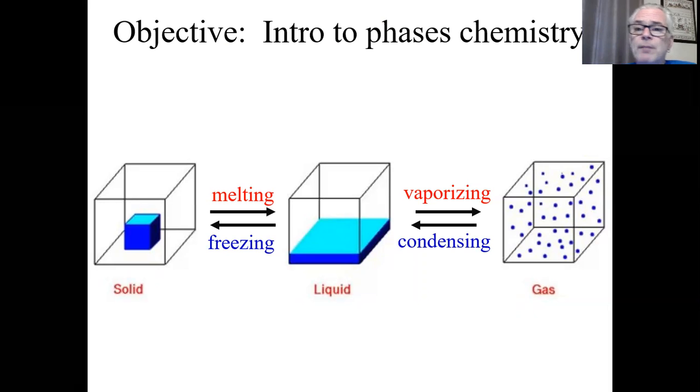Now, there are 2 more, and these are the ones that are always on the regents because they're the hard ones. You don't see them too often. When a solid jumps directly to the gas phase, or when a gas goes directly to the solid phase. Now, we don't see this very much.